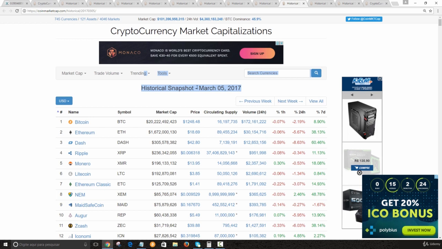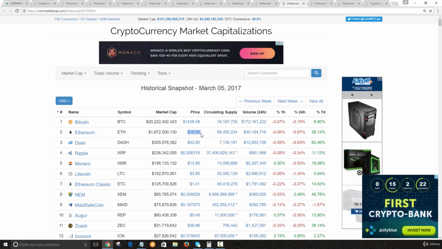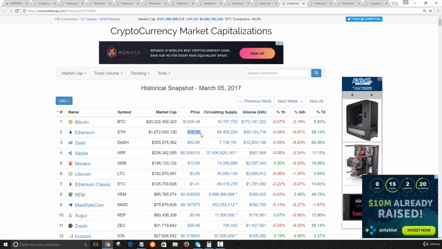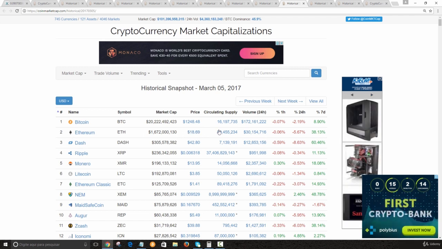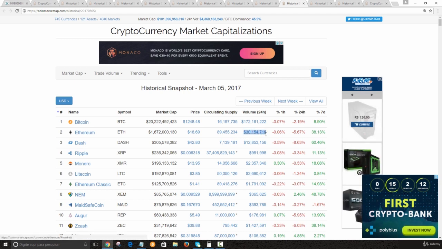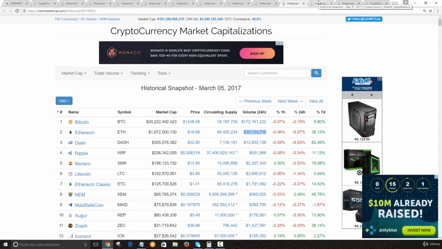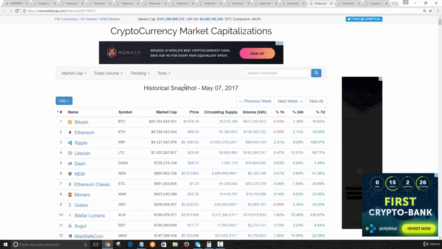$8.26. In March, it was already $18.69. So the amount in circulation had increased. Daily trading volume had also increased, $30 million, while Bitcoin reached the mark of $172 million. However, if you look at this and you're surprised by the quantity of the numbers, let's continue checking.